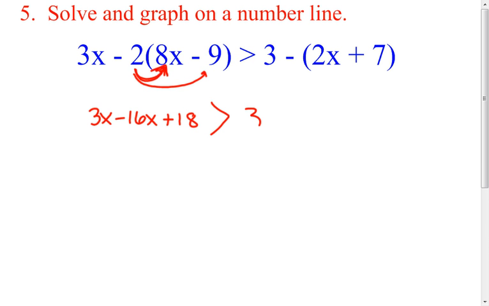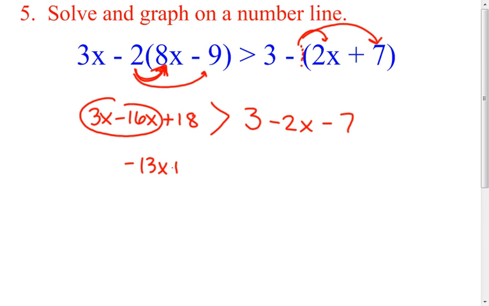Then right here, 3, remember there's this imaginary 1 right there, so you need to make sure you distribute that negative through. So when I distribute that negative through, then I have negative 2x minus 7, okay? Now, combine your like terms on each side, so I can combine these two and make negative 13x plus 18 is greater than. And on this side, I can have negative 2x and then combine the 3 and the negative 7 to make negative 4.